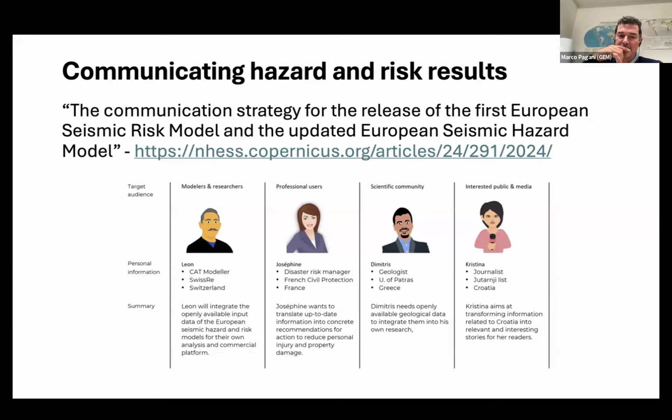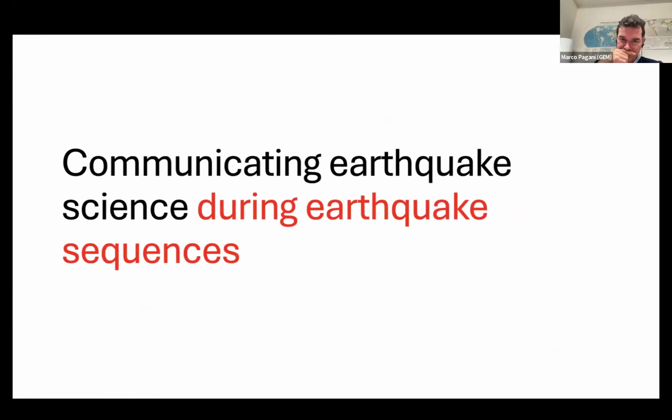characterize and customize the way in which the result is presented, depending on different categories of potential stakeholders, starting from modelers and researchers to professional users. And here you see some examples: the scientific community, the interested public and the media. So you might want to take a look at that and read and understand the way in which they thought about communicating and disseminating results for the different categories.